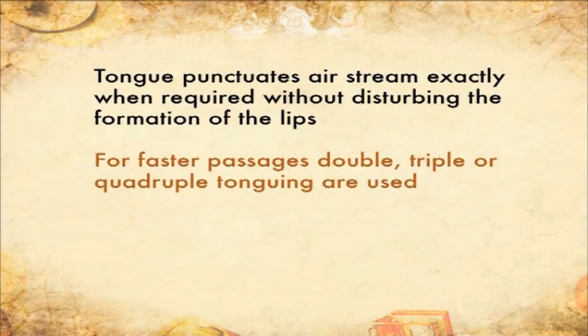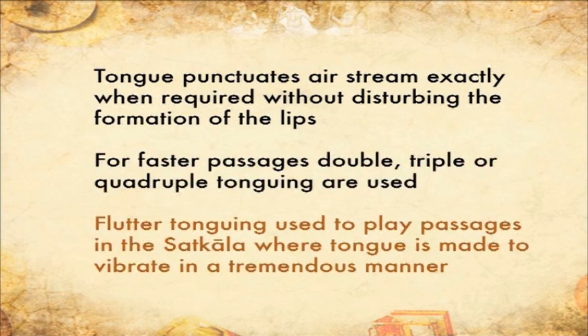When faster passages are to be played, double, triple or quadruple tonguing are resorted to. Flutter tonguing is used to play passages in the shatkala. Here, the tongue is made to vibrate in a tremendous manner.